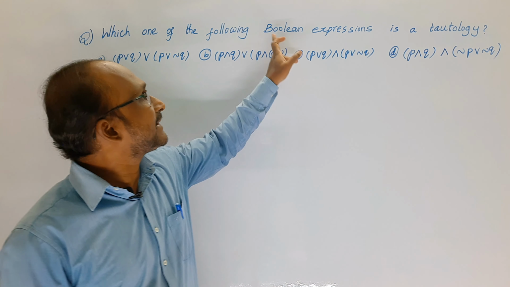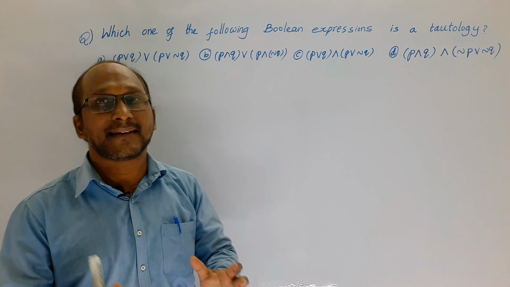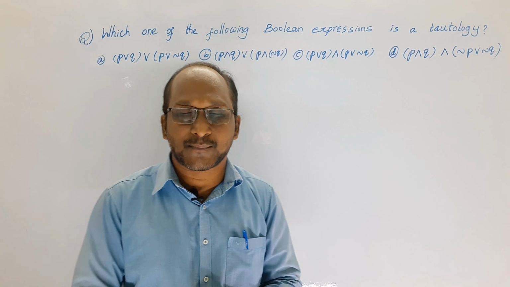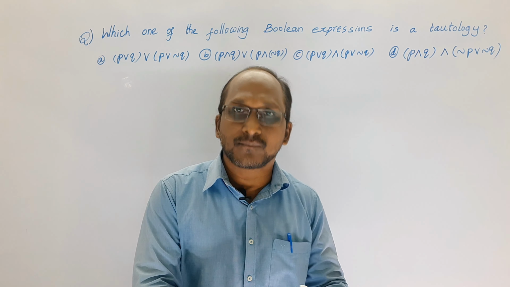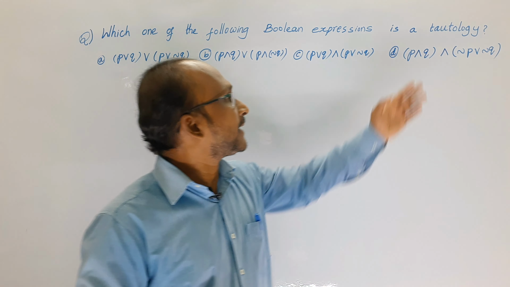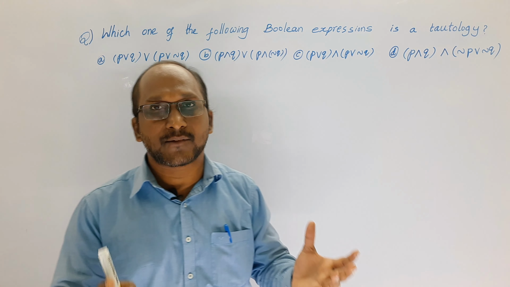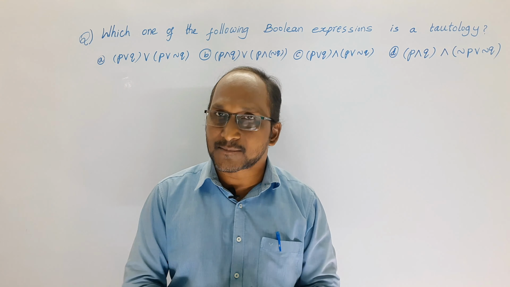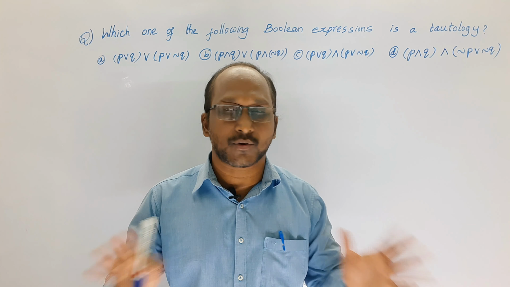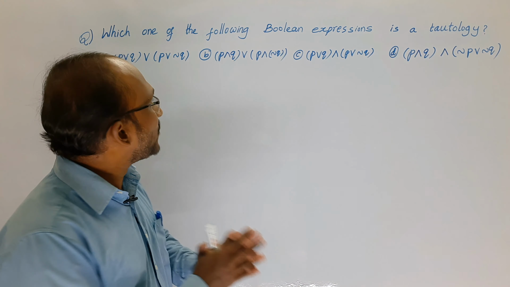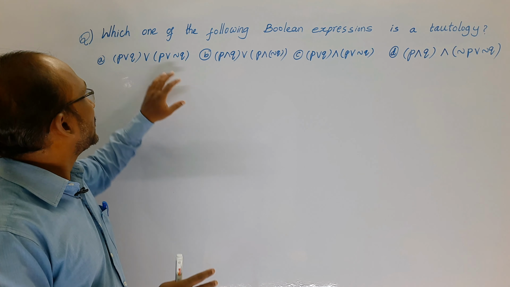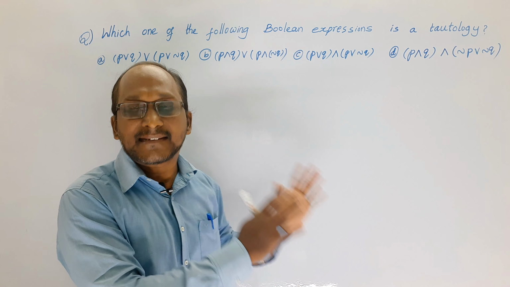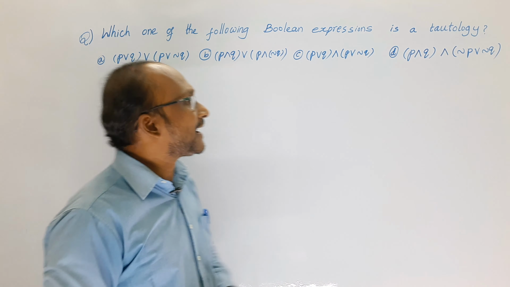So here we can see a new term, that is a Boolean expression. Boolean expression is a logical statement which is either true or false. And a tautology, of course, we have already discussed. It's a statement which is always true. So here now we have to decide which statement is a tautology. So for that, let us check one after the other.